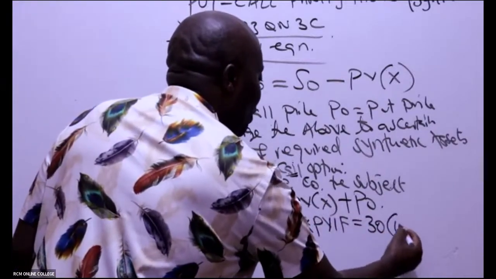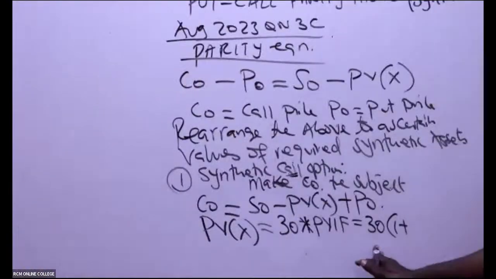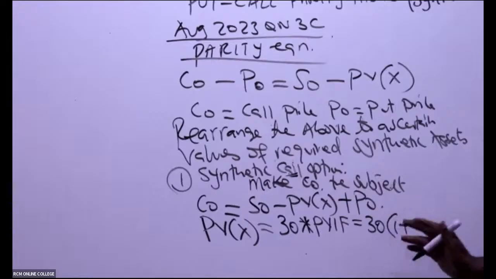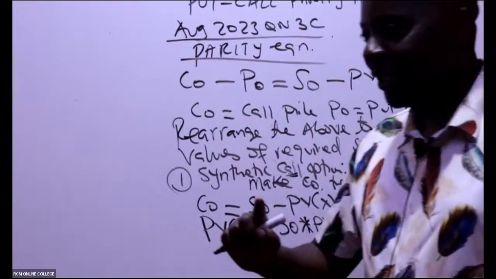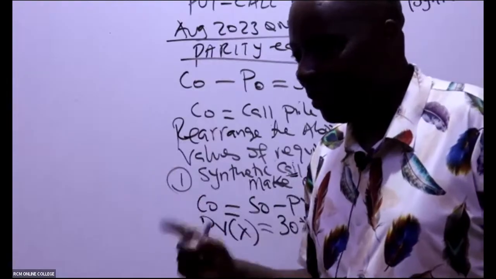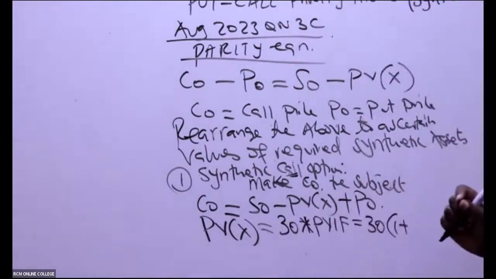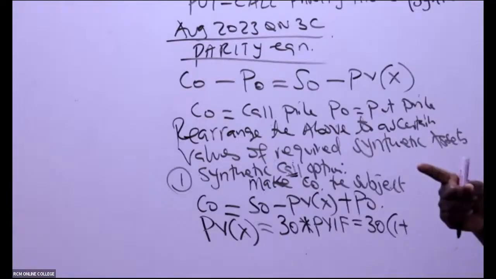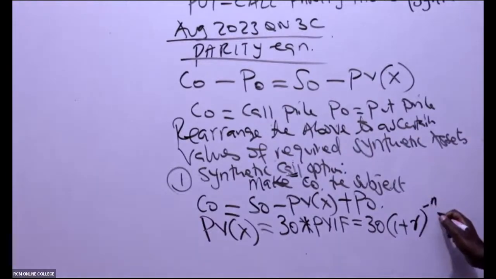Is there anybody who is able to remember the formula for getting PVIF? Because it's a lump sum, this cannot be PVIFA. So it will be 30 into, is there somebody who is able to remember the formula of PVIF? You know, as the pressure increases, people forget very basic things. You can see now nobody's talking. Yeah. So in this case, 1 plus R raised to negative N.